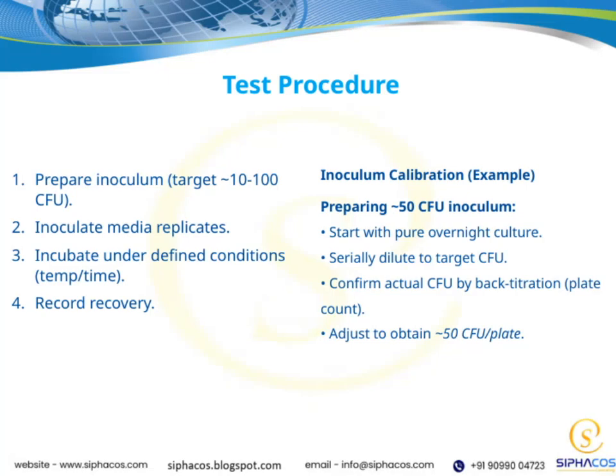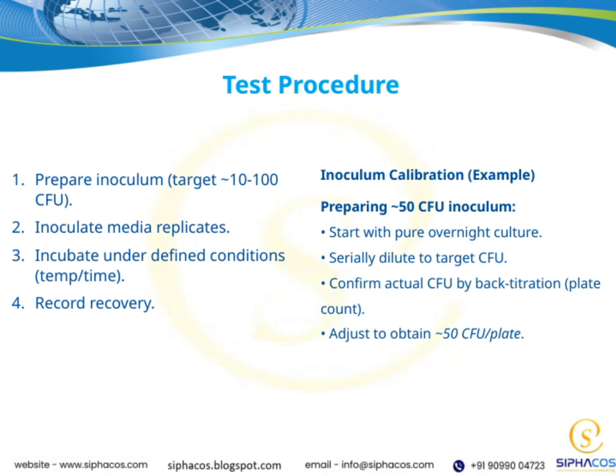Let's walk through an example of inoculum calibration. The goal here is to prepare about 50 CFU, or colony-forming units, for our experiments. First, we start with a pure overnight culture, which gives us a concentrated source of bacteria. From there, we perform serial dilutions to reach our target CFU level. It's important to confirm the actual number of bacteria by back titration, which involves plating a small sample and counting colonies to ensure accuracy. Once we've determined the correct dilution, we adjust it to obtain approximately 50 CFU per plate.